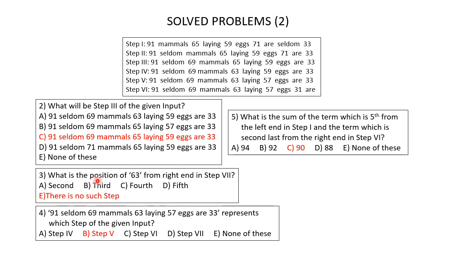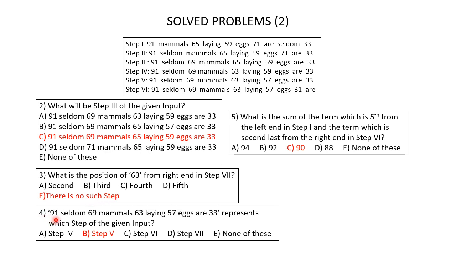Question number 3. What is the position of 63 from the right end in step 7? You are given 5 options here and you have to find out which of these options is the correct one. So here you have to find the position of 63 from the right end in step 7. Now as you can see here, step 6 is the last step of the rearrangement. There is no step 7. So the correct answer is option E. There is no such step.